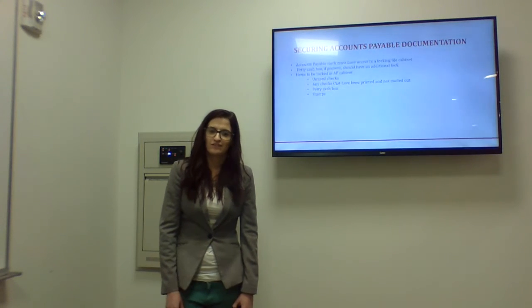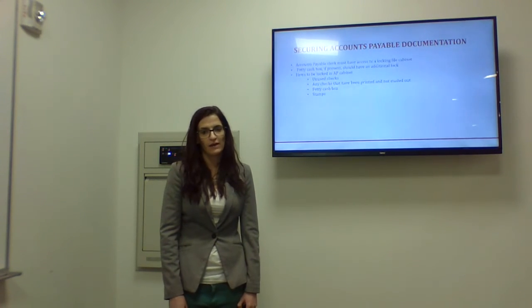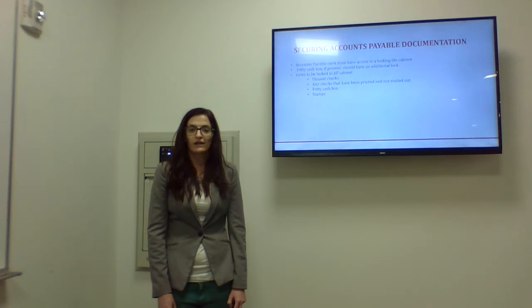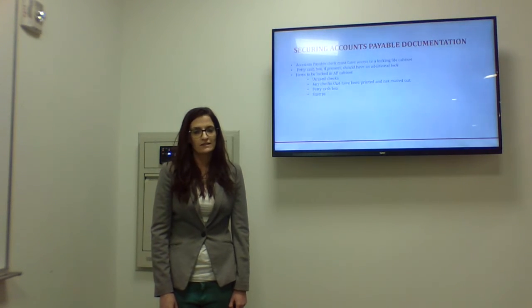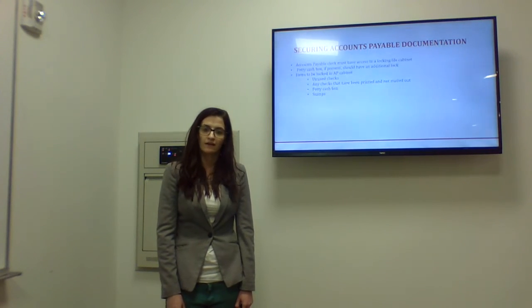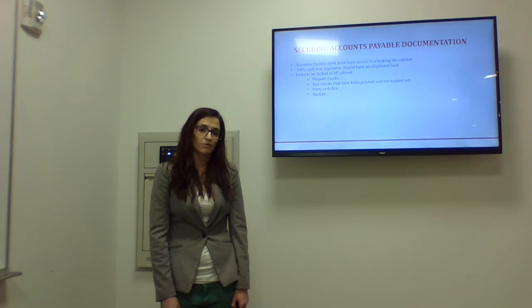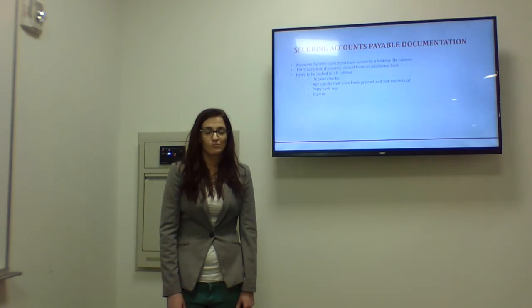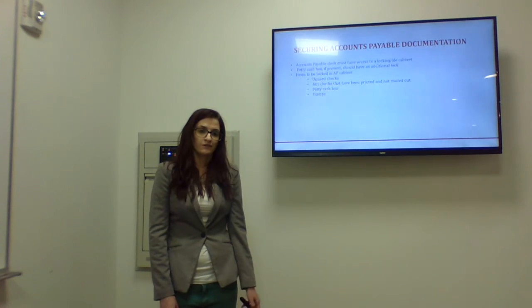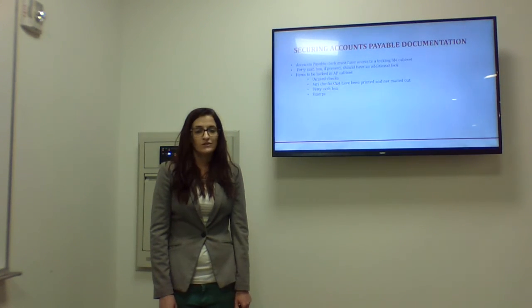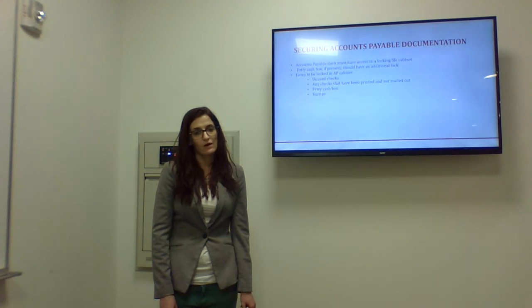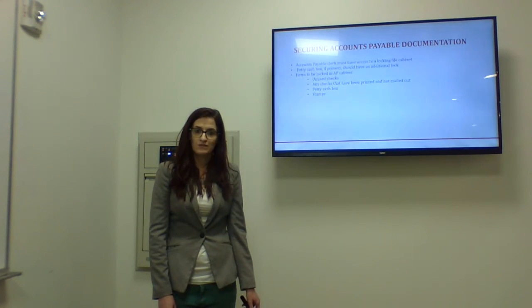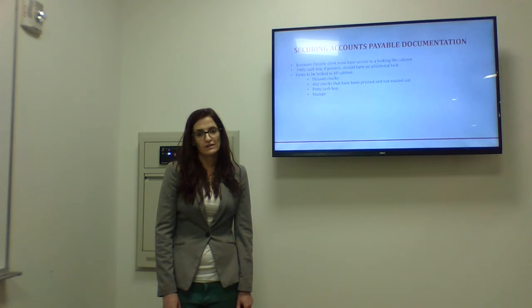This brings us to how to properly secure your accounts payable documentation. Generally, an accounts payable clerk should have access to a locking cabinet with a key that only they and one other person have access to or knowledge of where that key is. This is so that you can properly secure things like checks that haven't been printed yet, checks that have been signed but not sent out or picked up yet, stamps, and other secure information such as vendor W-9s.